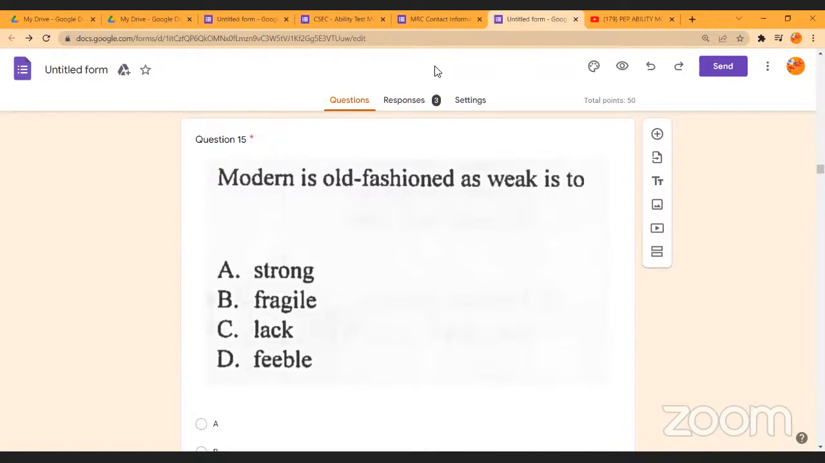Modern is to old-fashioned as weak is to... Read the options for me. Read them out aloud. A is strong, B is fragile, C is lack, and D is feeble.